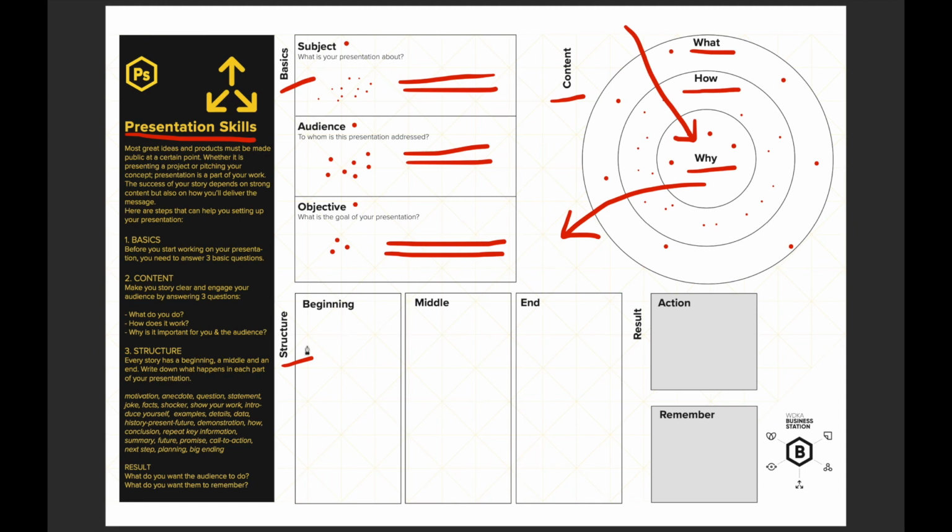Okay, then we get to structure. Structure is the order of all elements in your presentation. So the logical steps to get from the beginning to the middle to the end. In other words, the storyline. Make sure they're all somehow connected to create a coherent flow throughout your presentation.